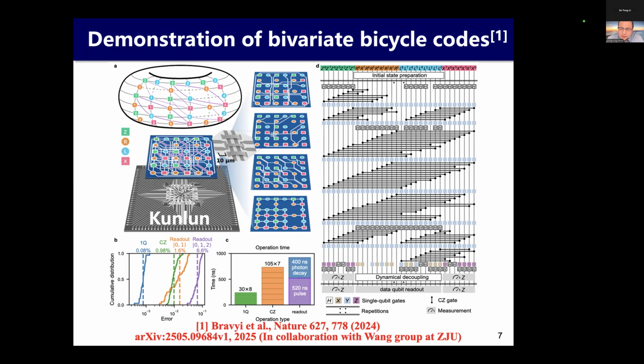Moreover, for the bivariate bicycle code, another advantage is that the error threshold value is comparable to that of the surface code. You know that for the surface code, the error threshold value is roughly about 1%, right? But for this bivariate bicycle code, the error threshold value is roughly 0.7%. So it's really comparable to the surface code. That is also a very good thing.